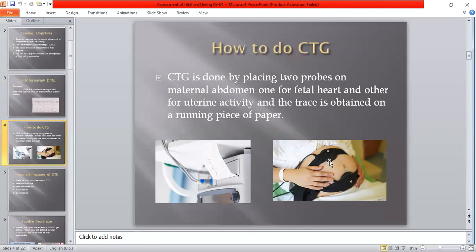The probe for uterine activity is placed at the uterine fundus, as the contraction is generated from the fundus, and this probe is placed where the fetal heart is heard on ultrasound. Then we push the start button on the CTG machine, and we record the tracing of the fetal heart and the uterine activity on this paper, and we read the CTG from this paper.